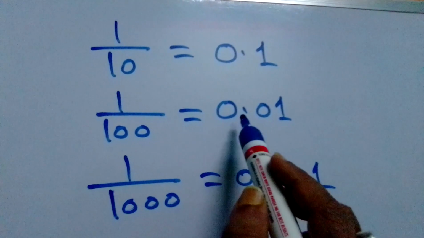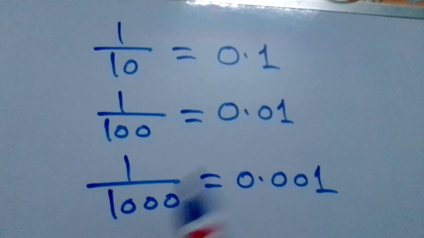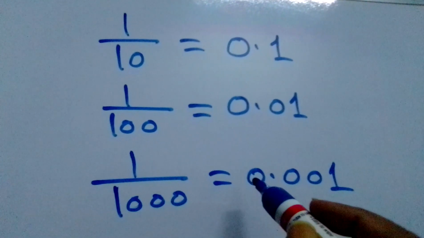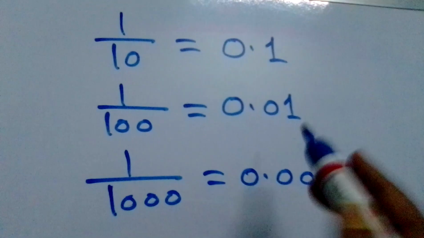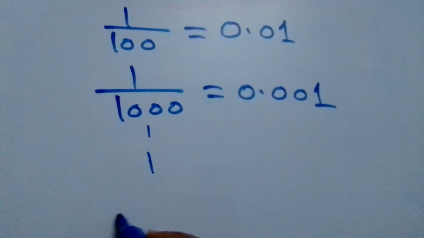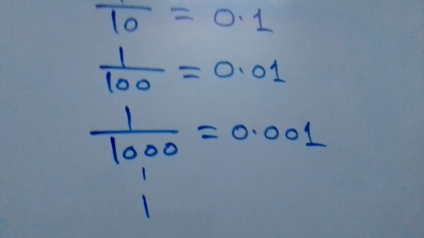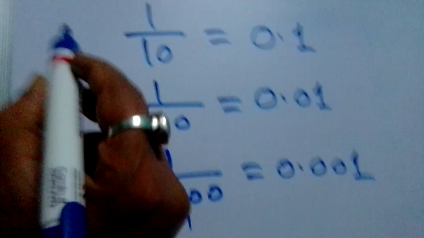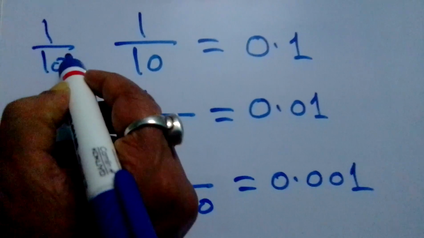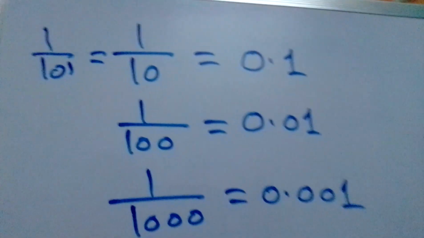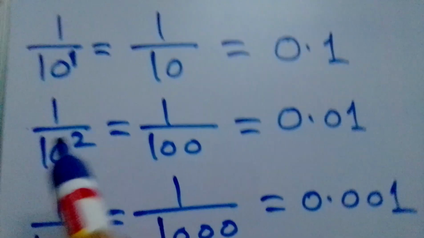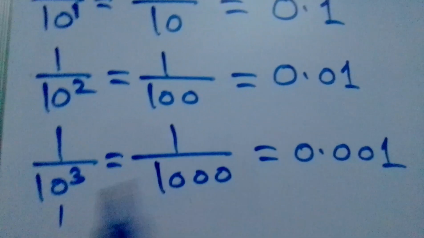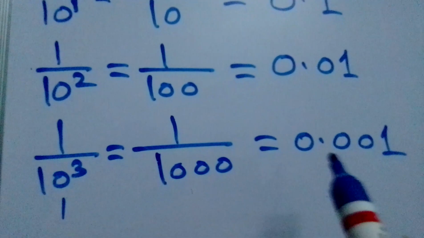So if we observe this result, 1 by 10 is 0.1, and next 1 by 100 is 0.01, and next 1 by 1000 is 0.001. All these results go to smaller quantities. In this way, 1 by 10 to the power 1 is 1 by 10, and that is 0.1. 1 by 10 squared is 1 by 100, 0.01. And 1 by 10 cubed goes to 1 by 1000, that is 0.001.